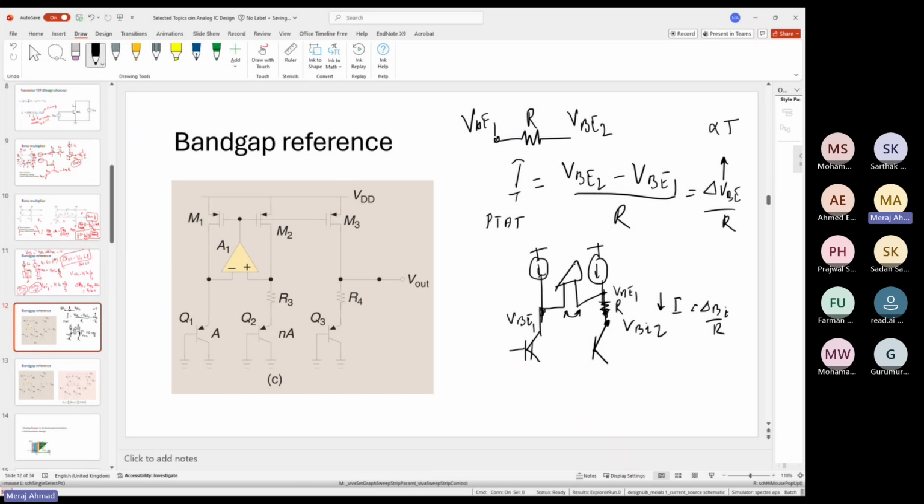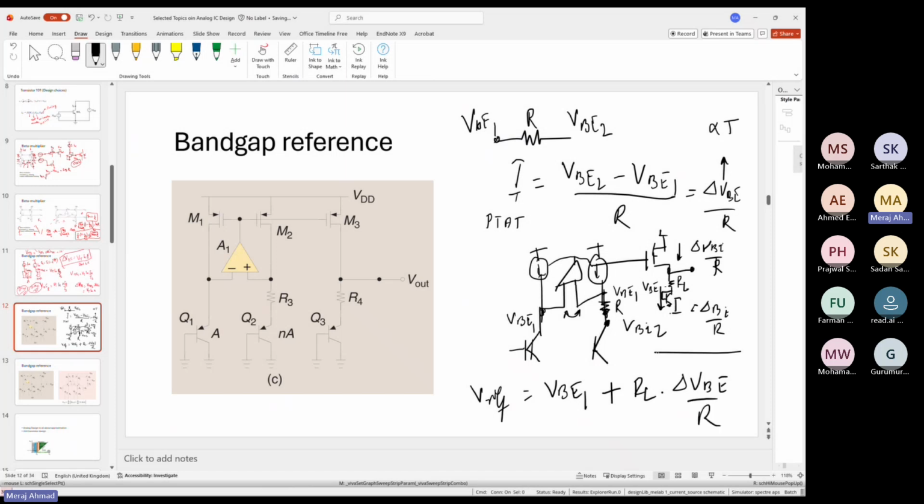So now this OTA will try to bias this current source, and with this current, we just mirror one and put it in another branch with this VBE. So this current which is flowing is delta VBE by R, and this is RL, and this is again VBE1. So the output you see from here is VREF equal to VBE1 plus how much? RL into delta VBE by R. Is this clear till now?